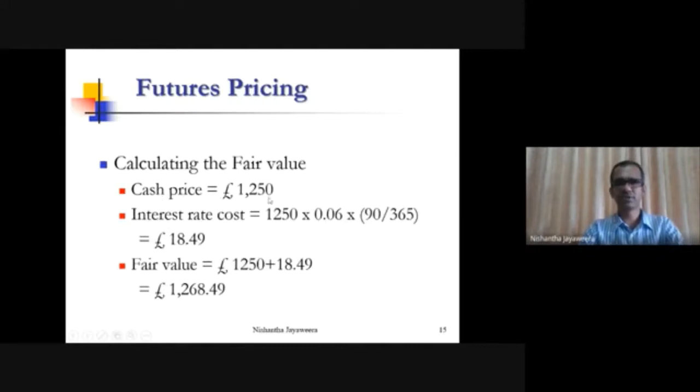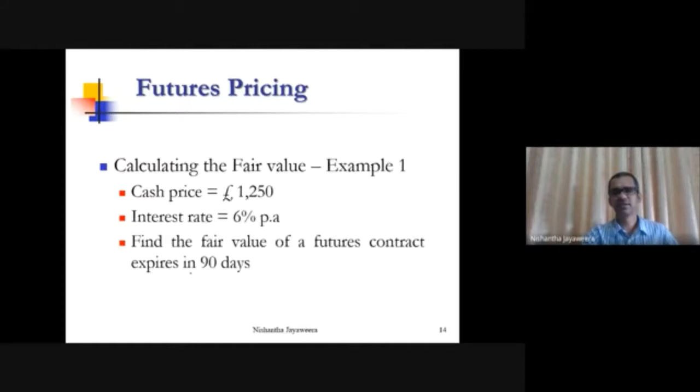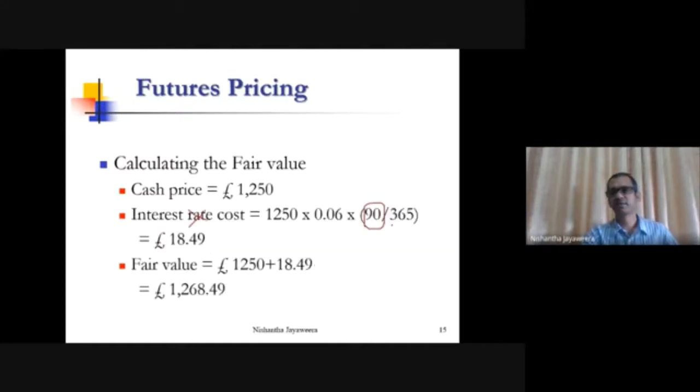So the cash price is 1,250. Interest cost, just forget about this rate. Interest cost is 1,250 into 0.06. This is the interest rate. What is this? The number of days into the future, because it's a 90-day futures contract, and 365. What's the reason that I use 365 here?